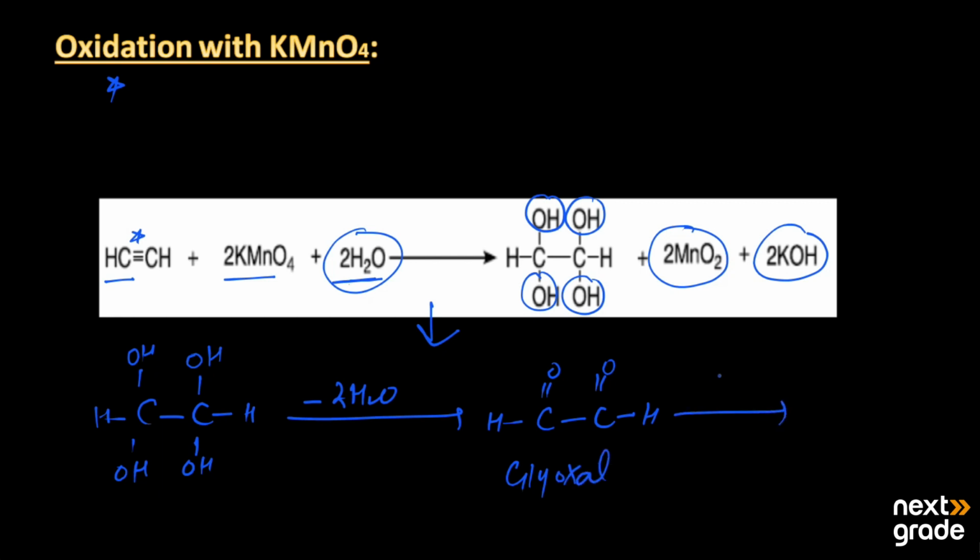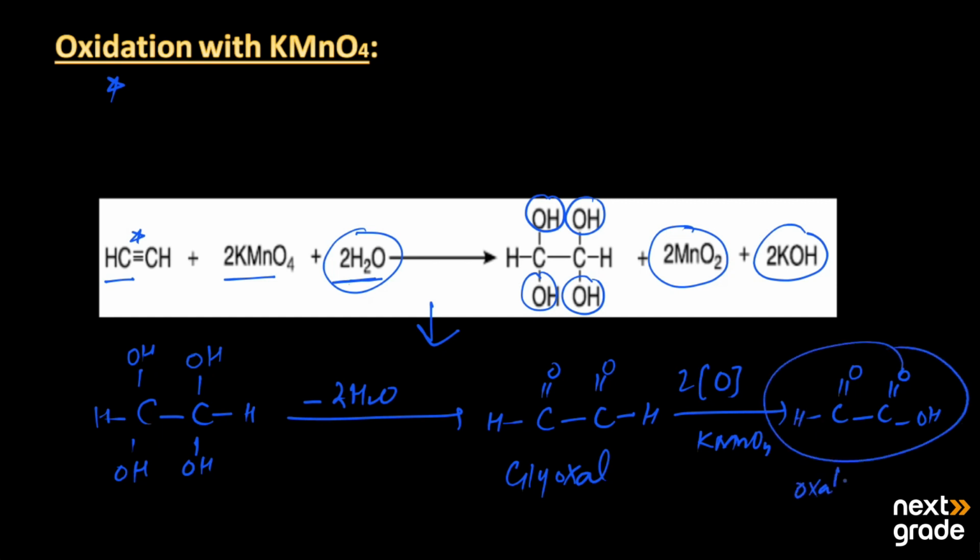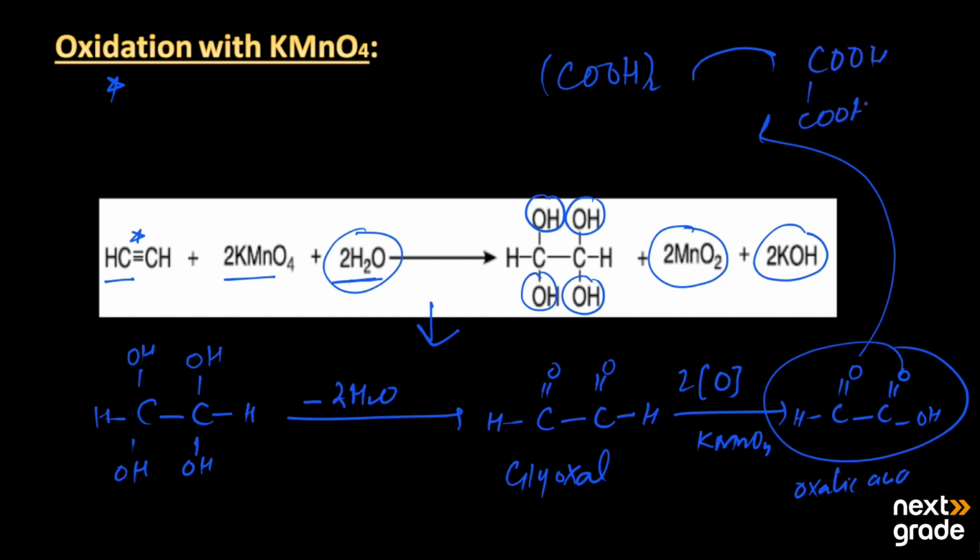And after its oxidation again, by the addition of oxygen in the presence of KMnO4, we have the production of oxalic acid. We can also write oxalic acid as COOH twice, or as COOH-COOH. So this is the simple production of oxalic acid. When ethyne undergoes oxidation with KMnO4, it produces oxalic acid, which is the main product.